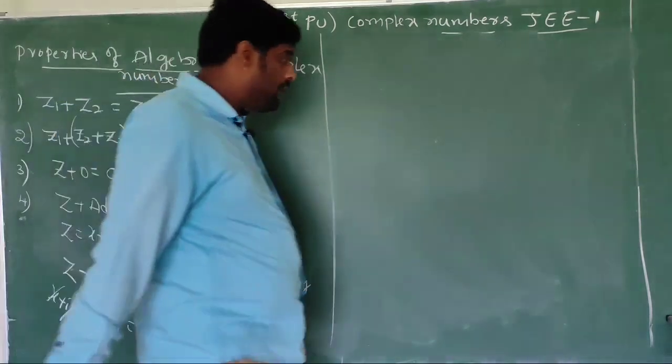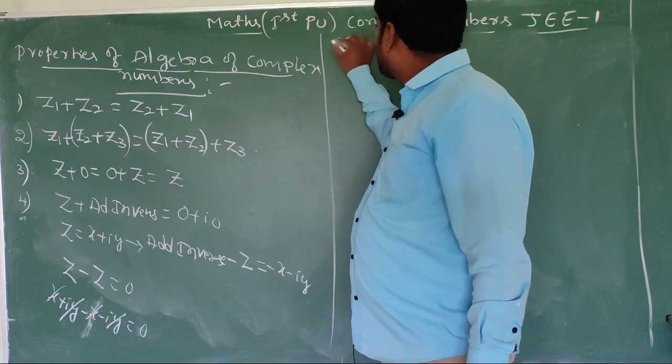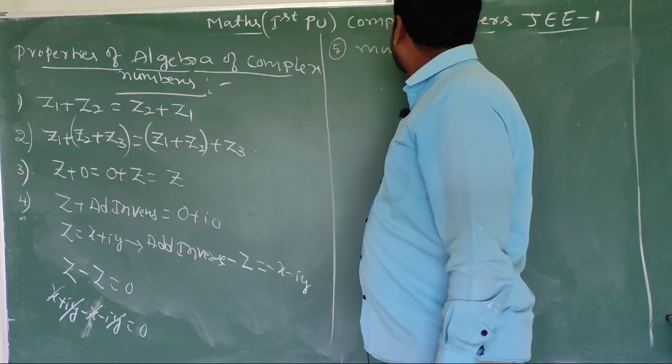Next, fifth property is multiplicative inverse.